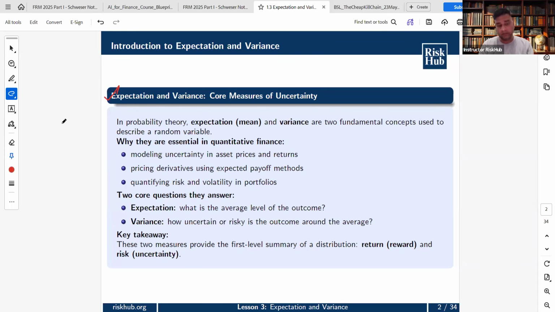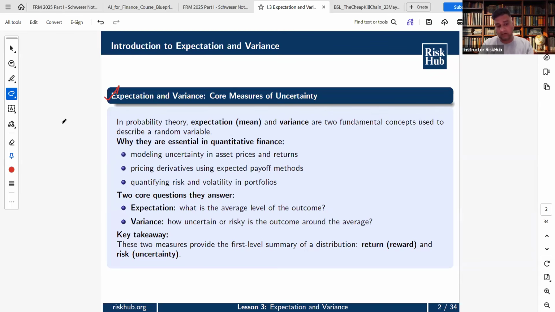When we talk about expectation and variance as measures of uncertainty, the slide says expectation and variance are two fundamental concepts used to describe a random variable. Let's try to understand this deeply. What is a random variable? A random variable is simply a number whose future value is uncertain. For example, tomorrow's stock return, with possible values -10, +5, +20; a future interest rate of 3%, 4%, 5%; an option payoff with various values; credit loss, unknown.